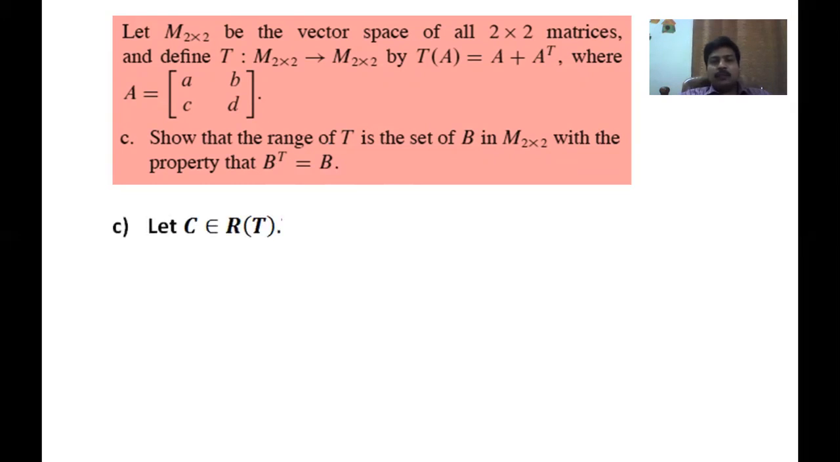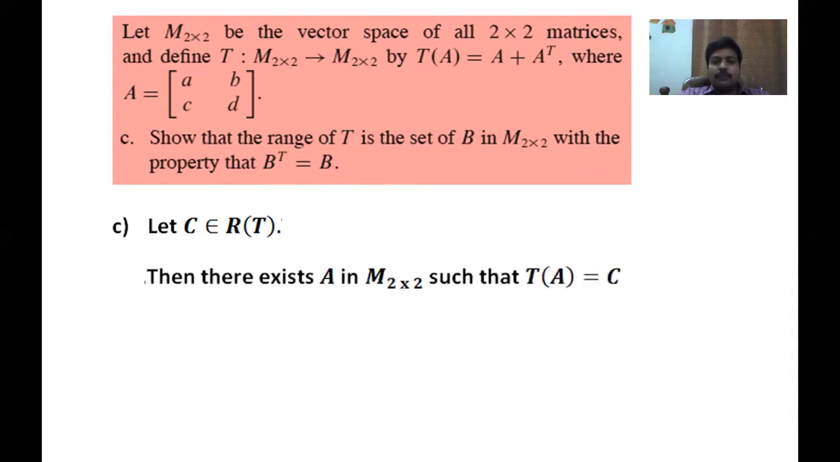Let us take one vector, that is, a matrix in the range of T. Let C be a matrix in the range of T. If C is in the range of T, then there exists a matrix A in the first vector space M2x2 such that T of A is equal to C, since C is in the range of T. By the definition of range of T, there must be some vector in the first vector space such that T of A is equal to C.